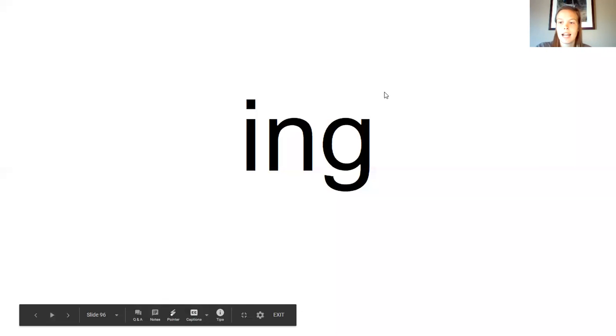Now we have some blends that have vowels and consonants in them. Ing, ang, ong, ung, ink, ank, onk, unk.